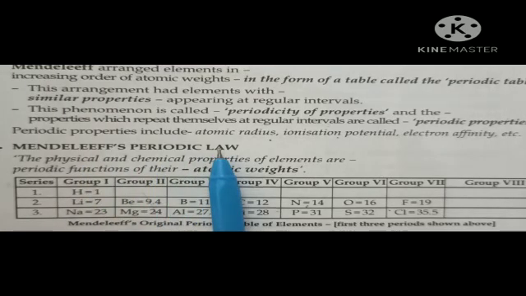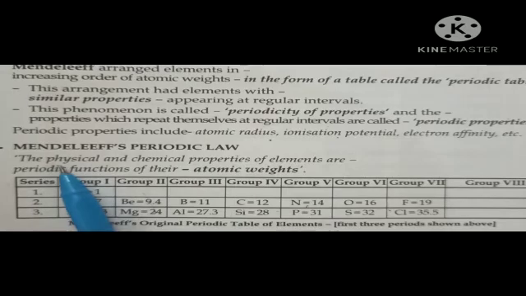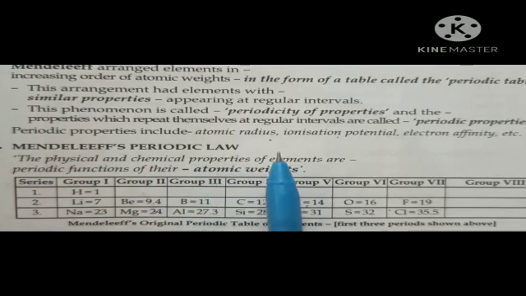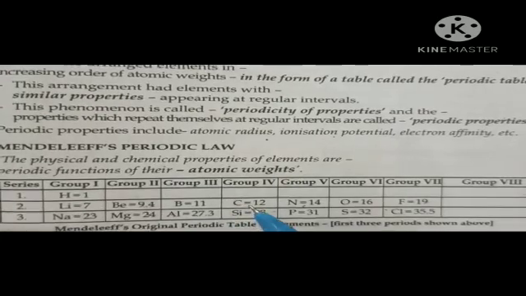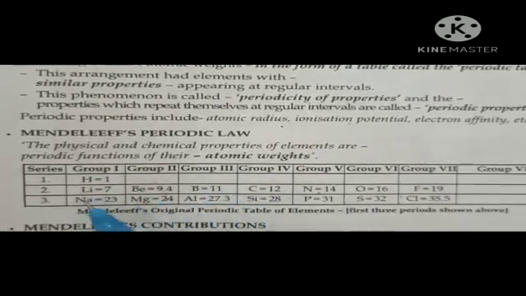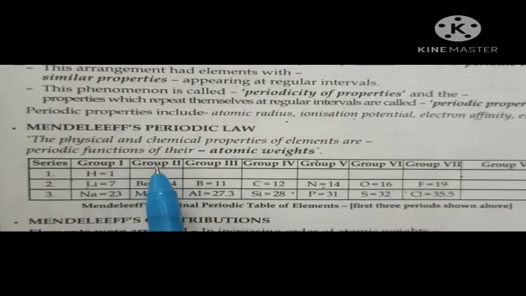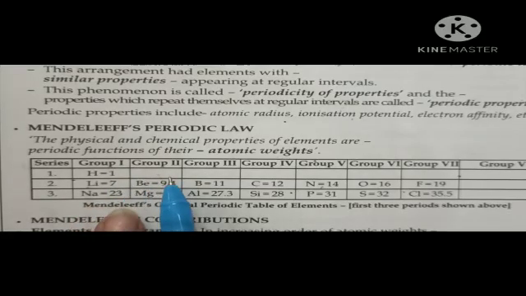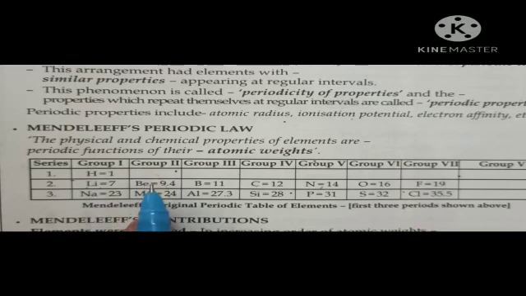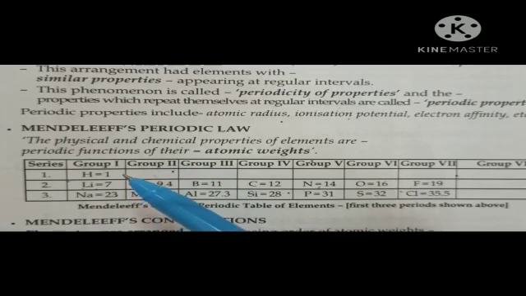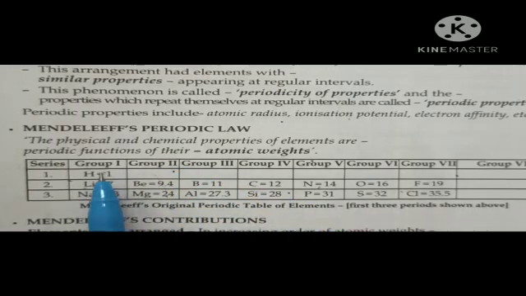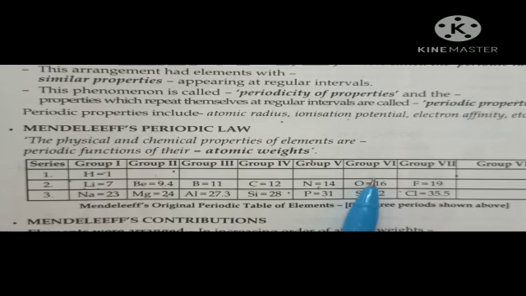Mendeleev's periodic law states that the physical and chemical properties of elements are a periodic function of their atomic weight. As the atomic weight increases, these properties either increase or decrease. The vertical columns he called groups, and the horizontal rows he called periods. Properties show a gradual change from metallic to non-metallic on moving from left to right in a period.